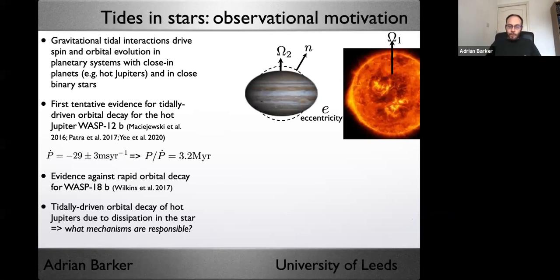So to motivate the general problem of tides in stars, there are several applications I could have used, but I used orbital decay of close-in planets. The idea is that gravitational tidal interactions between planets and stars drive long-term spin and orbital evolution in planetary systems with close-in planets, such as hot Jupiters. These are planets that have masses similar to Jupiter's mass that orbit their stars in less than about 10 Earth days. And gravitational tidal interactions also cause spin and orbital evolution in binary star systems as well. And the application I use now, as I said, is planetary orbital decay.